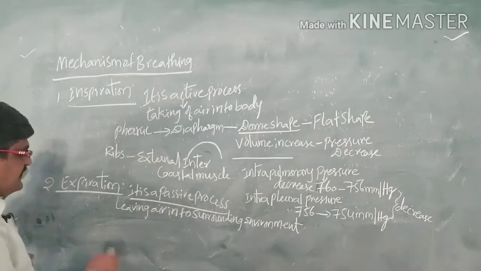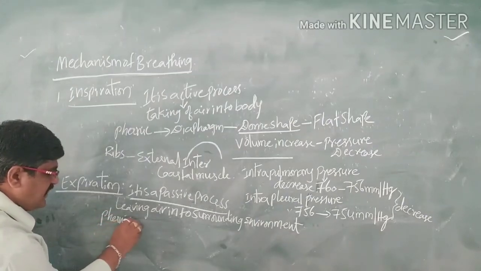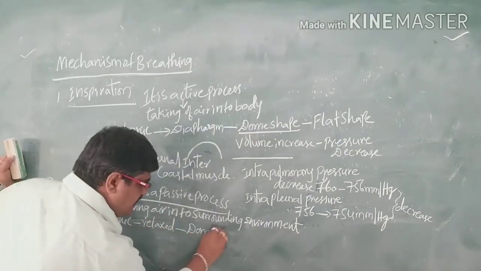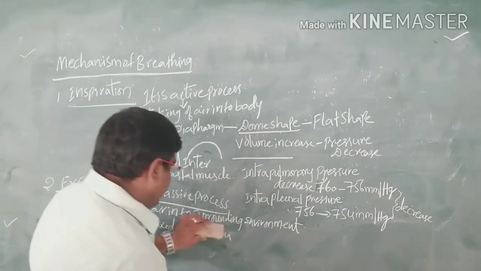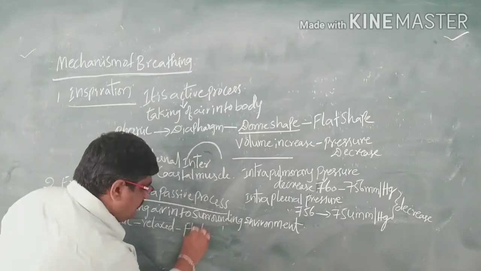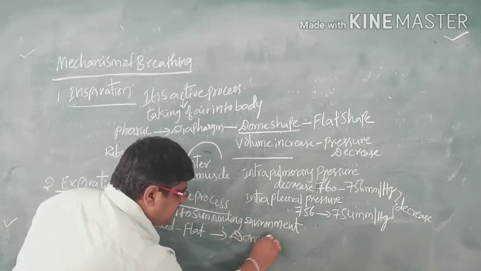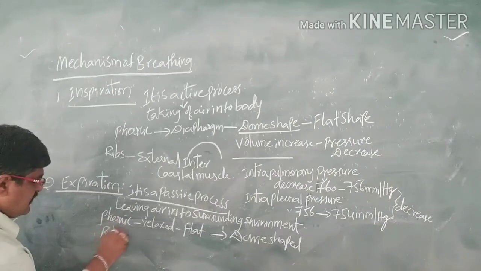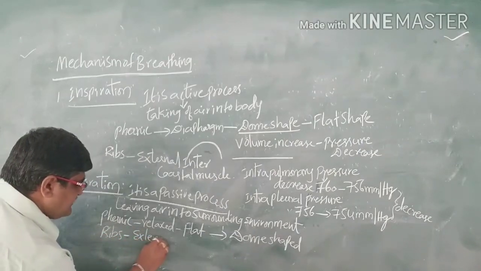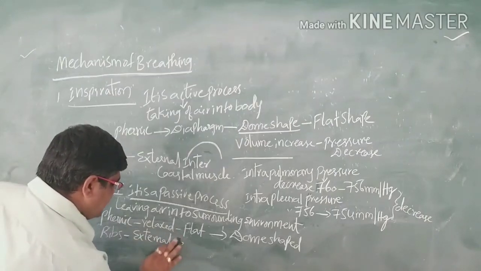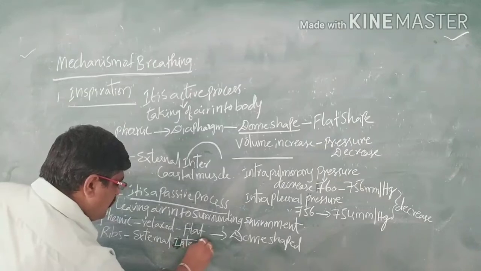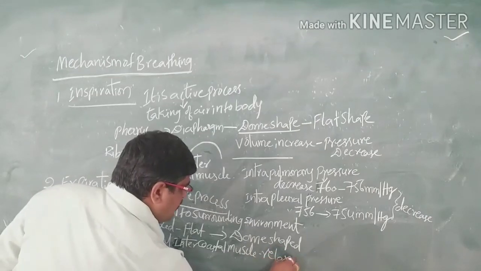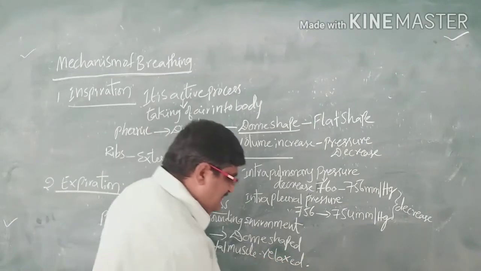So here the phrenic muscles are relaxed. When they relax, the flat shape becomes a dome shape, and also the ribs, that is the external intercostal muscles, are relaxed. What happens here is the volume is decreasing.